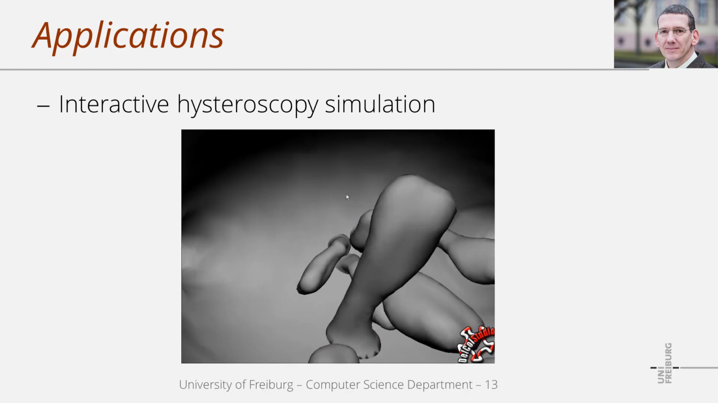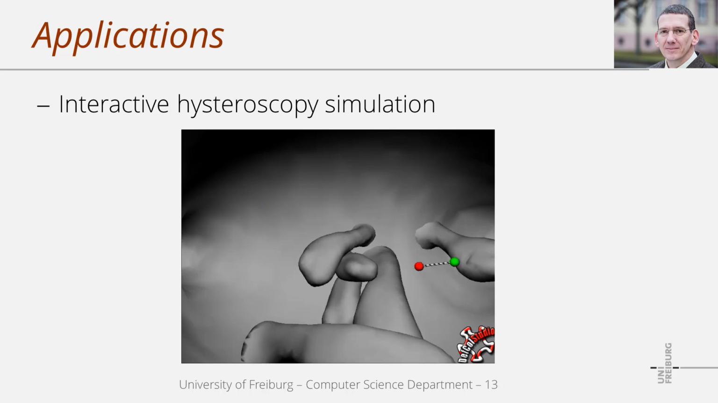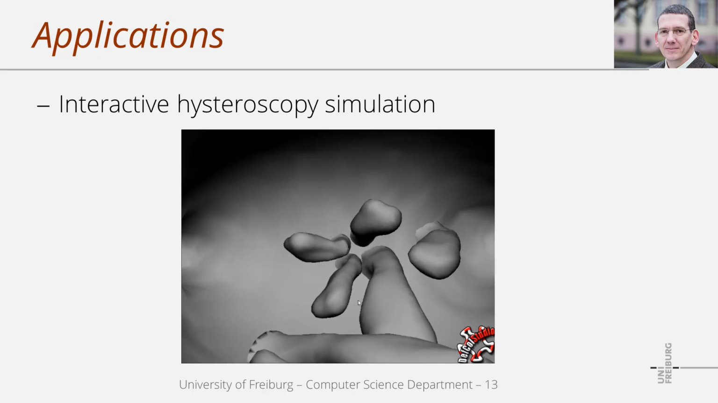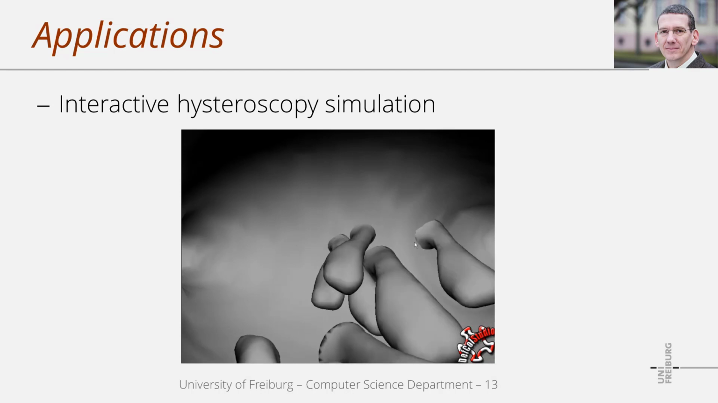You can see that we use different representations of the scene for different purposes. For the visualization, we use triangulated surfaces, which are attached to the volumetric tetrahedral representation that we use in the simulation.